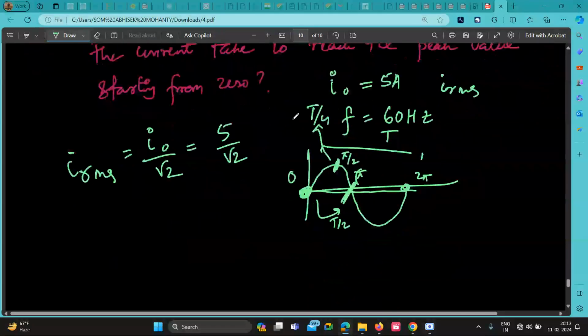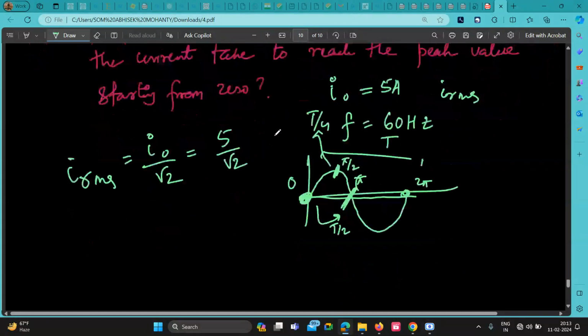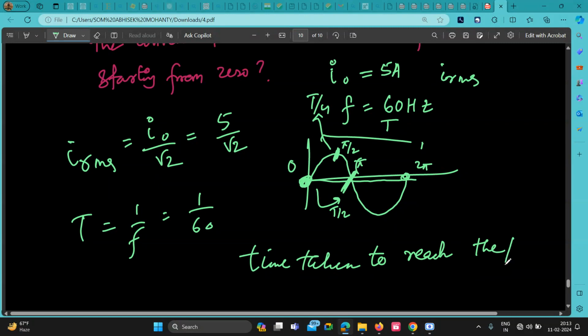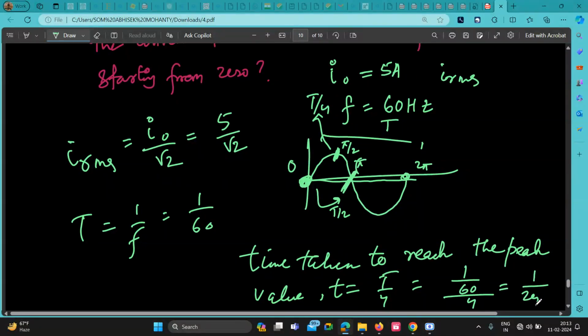So we need to calculate T. Frequency is given 60 hertz. So T is equal to 1 by frequency, 1 by 60. Now time taken to reach the peak value will be how much? T by 4. T by 4 is 1 by 60 whole divided by 4. So 1 by 240. 1 by 240 seconds.